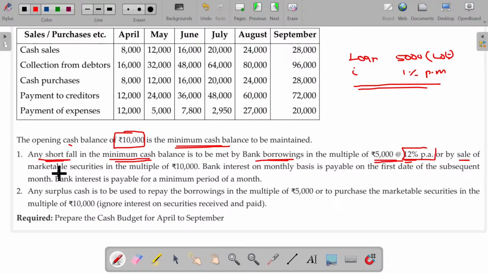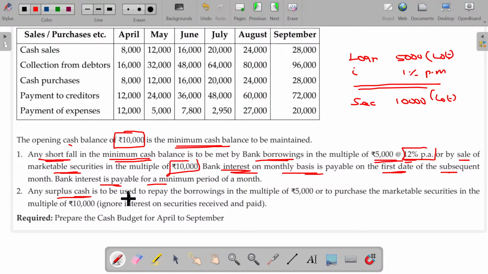Or if you have the marketable securities, you can sell. But in case of marketable security, the lot size is 10,000 rupees. And bank interest on monthly basis is payable on the first day of the subsequent month. And the bank rate of interest is payable for a minimum period of 1 month, 1% per month. Even though loan borrowed only for a day, yet you have to pay the interest at the rate of 1% for the day. Is that okay?